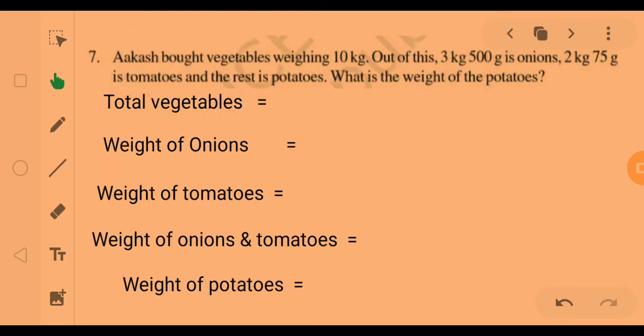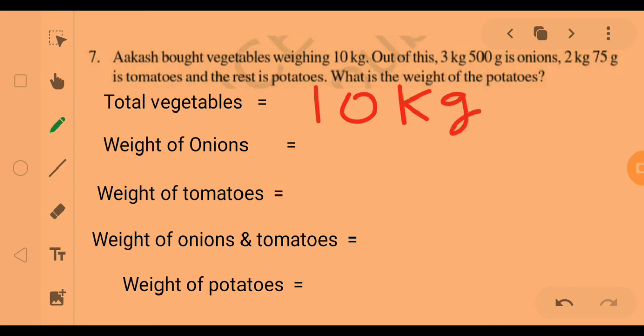So next, let us move to the next problem. Akash bought vegetables weighing 10 kilogram. Out of this, 3 kilogram 500 gram is onion, 2 kilogram 75 gram is tomatoes, and the rest is potatoes. What is the weight of the potatoes? So let us assume this is the total vegetables. How much is the total weight of vegetables? 10 kilogram. So we write it there.